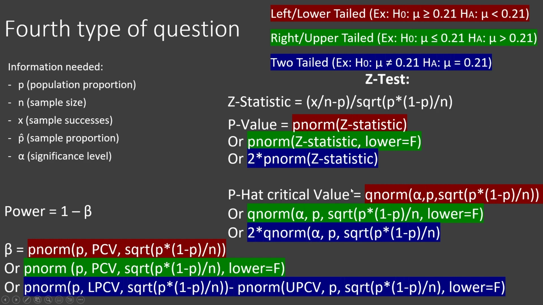For the p-hat critical value, you do qnorm, your significance level, population proportion, and you do square root of your population proportion again, times 1 minus population proportion divided by n, right? And then for beta, again, it's your pnorm of your population proportion, then your p-hat critical value, and then the square root of your population proportion times 1 minus your population proportion divided by n, right? So these questions are generally a bit longer, but as long as you generally follow these formulas, then you'll be fine, right?